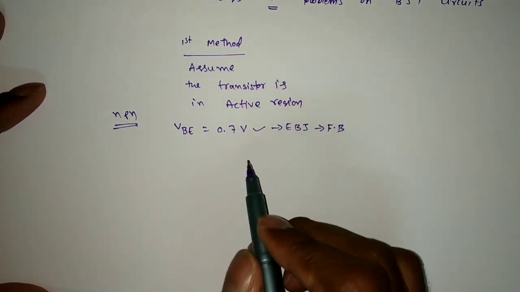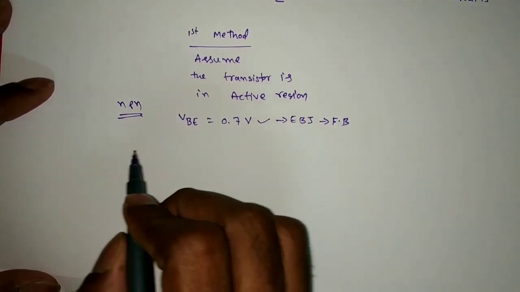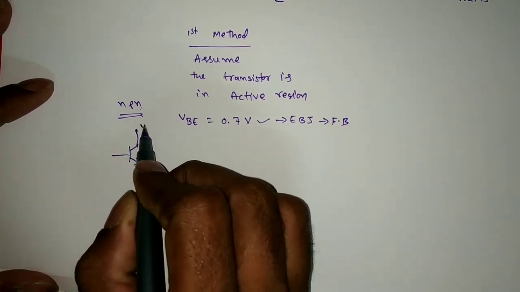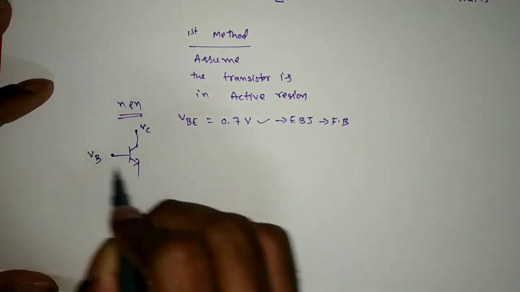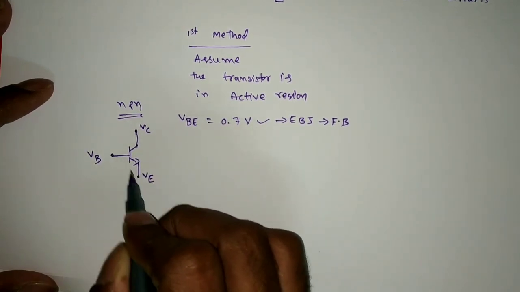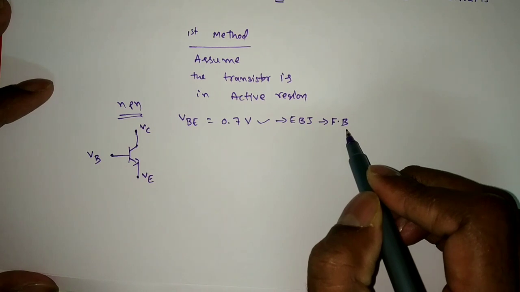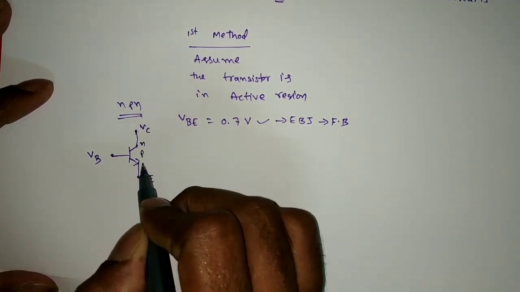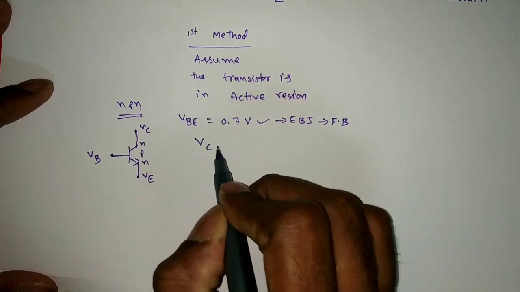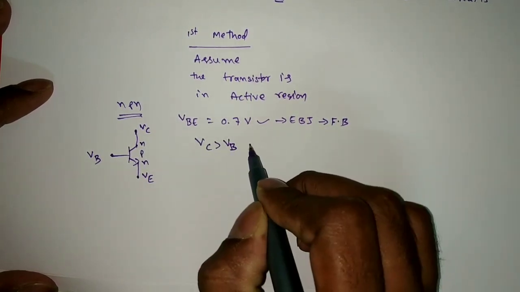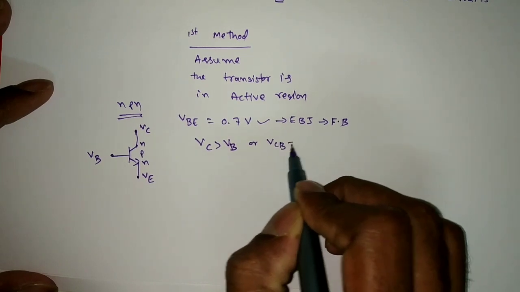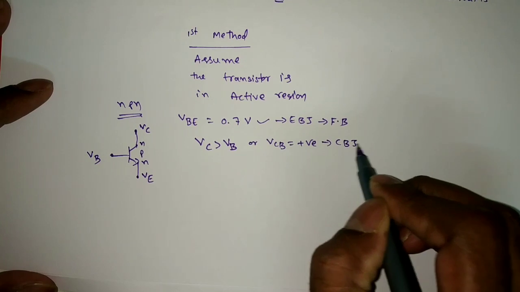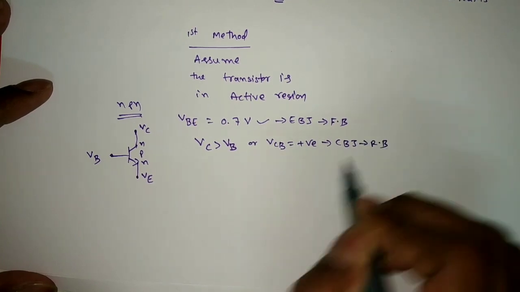Then the collector base junction should be reverse bias. For that I'll take this symbol. This is the collector voltage, base voltage, emitter voltage. VBE is 0.7 means the emitter base junction is forward bias. How to make the collector base junction reverse bias? It is NPN. That means if VC is greater than VB, or VCB is positive for an NPN transistor, then we can say the collector base junction is reverse bias.